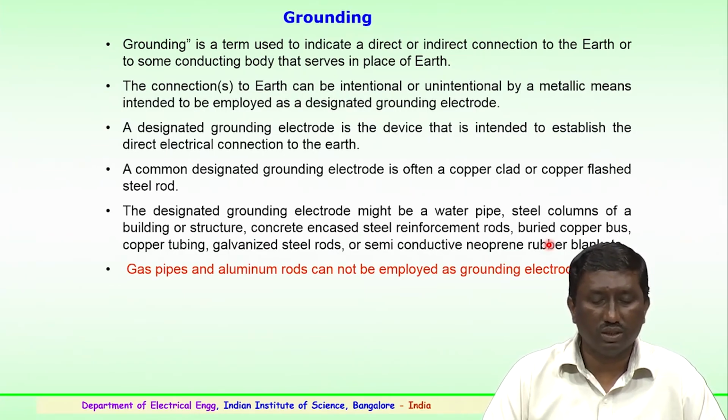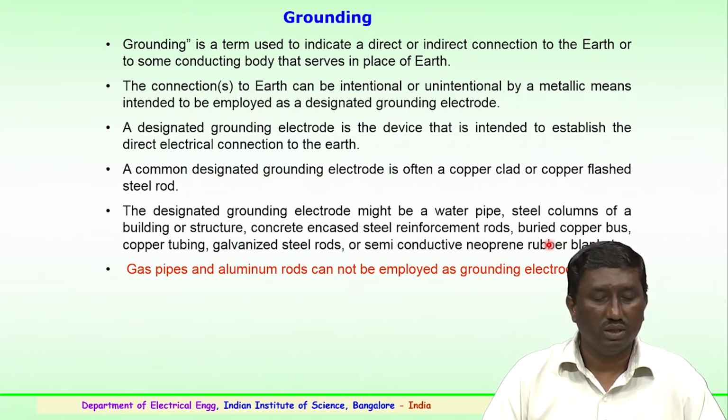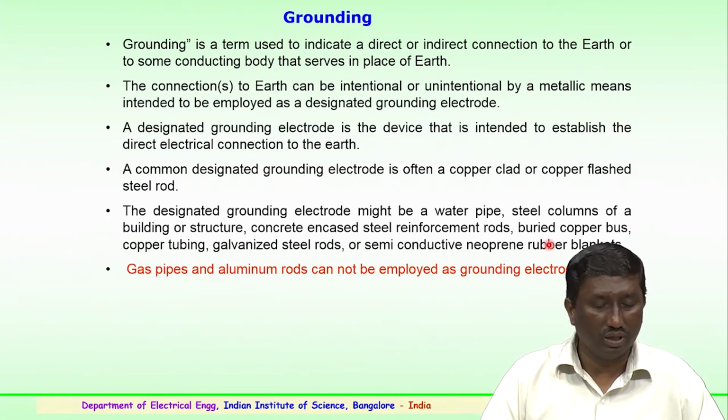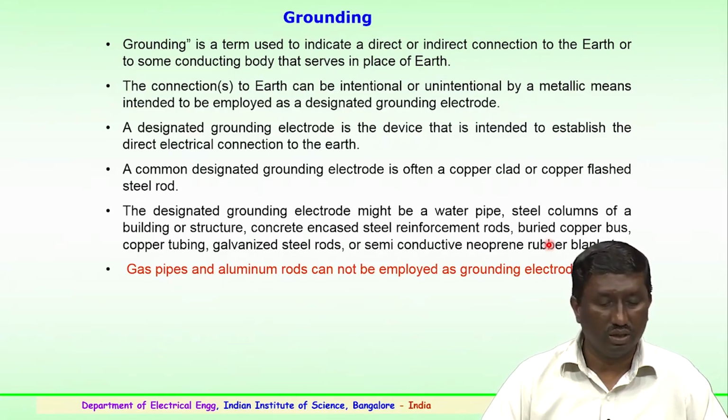The connections to the grounding or earthing can be intentional or unintentional by a metallic means. This is intended to be employed at a designated grounding electrode, connected to a proper grounding electrode. The commonly designated grounding electrode is a copper clad or copper flashed steel rod, which is used for earthing or grounding of the equipment.